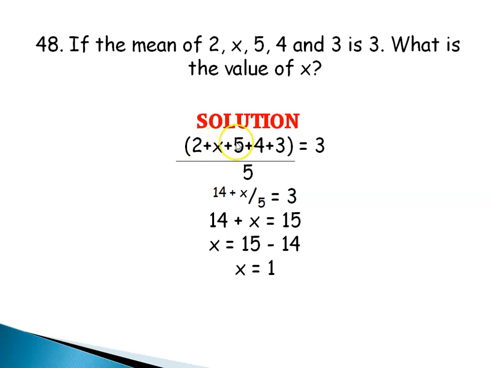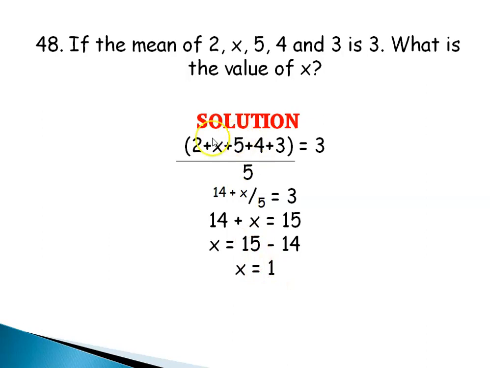So add all of this together. 2 plus 5 is 7. 7 plus 4 is 11. 11 plus 3, 14. 14 plus x divided by 5 is equal to 3. Then I'll cross multiply. 14 plus x is equal to 5 times 3, 15. Is that okay? I'll bring my 14 to this side. It becomes minus 14. x is 15 minus 14. So x is equal to 1.